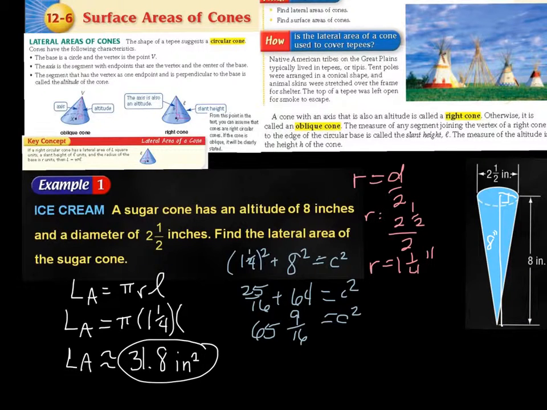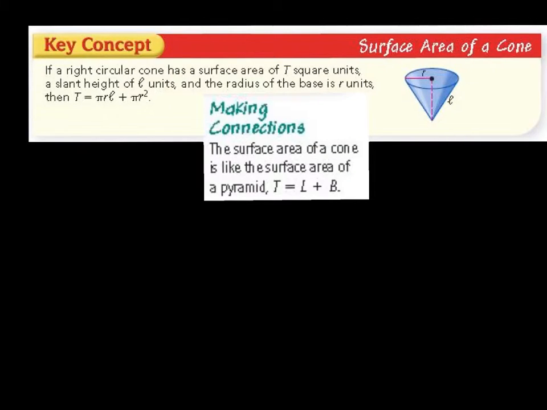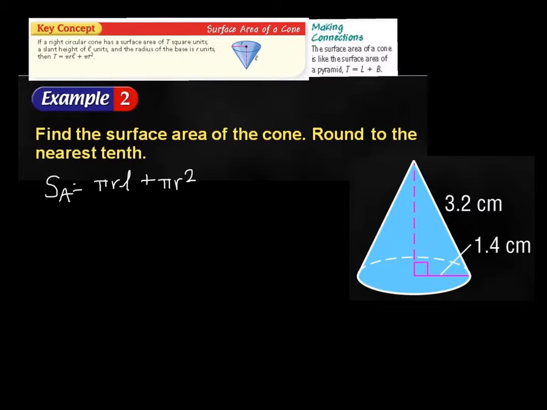Okay, our next step will be to find the total surface area. Stated formally, if a right circular cone has a surface area of t square units and a slant height of l units, and the radius of the base is r units, then t equals pi r l plus pi r squared. If that sounds familiar, it should. It's like the surface area of a pyramid where we had t equals the lateral area plus the area of the base. And again, I like using SA for surface area instead of the t, but otherwise I'm being good.